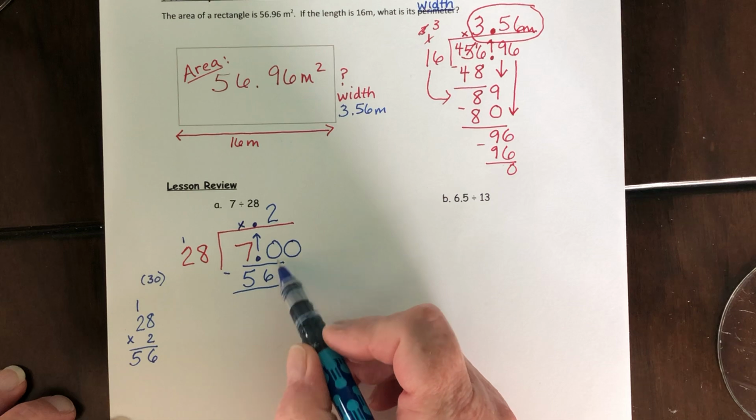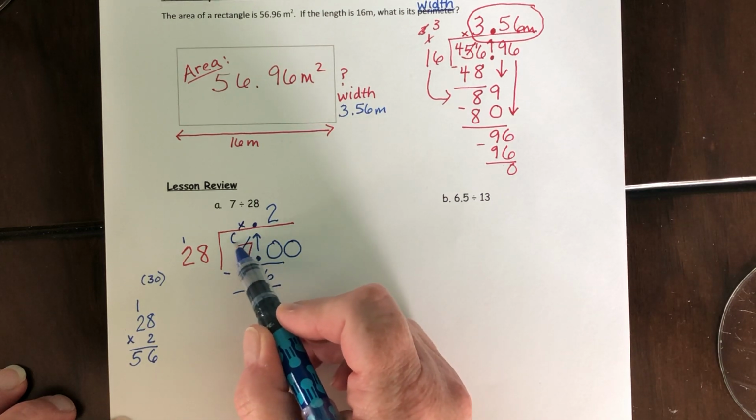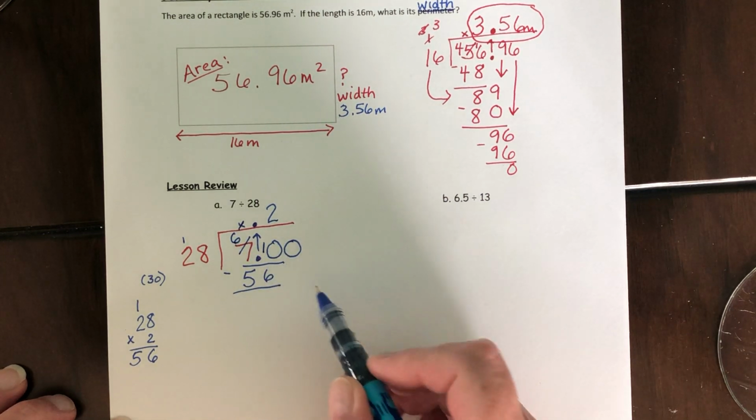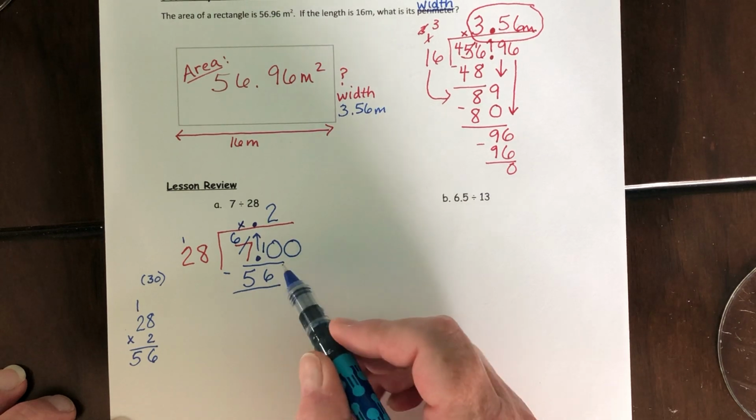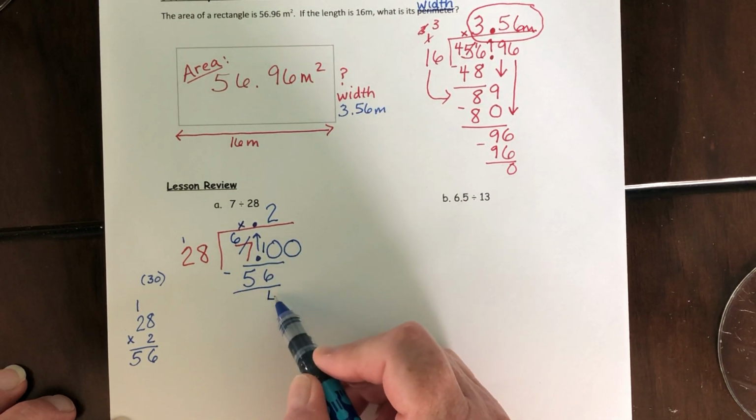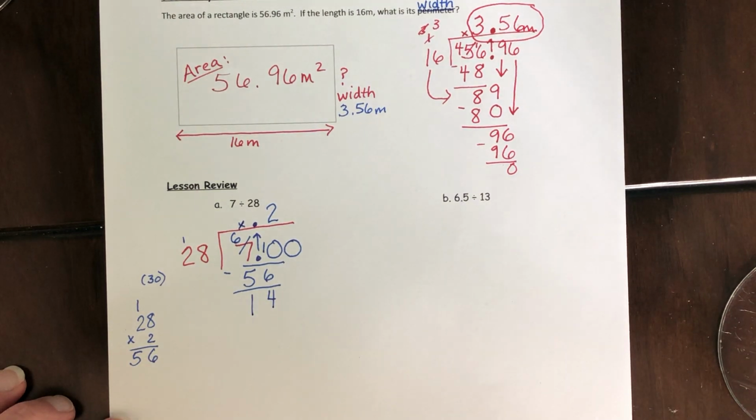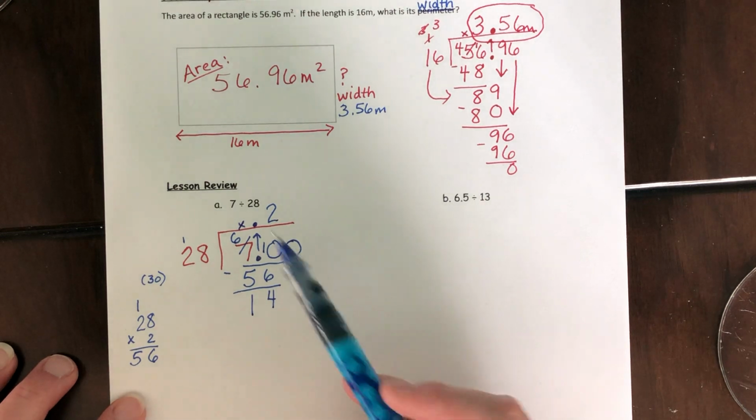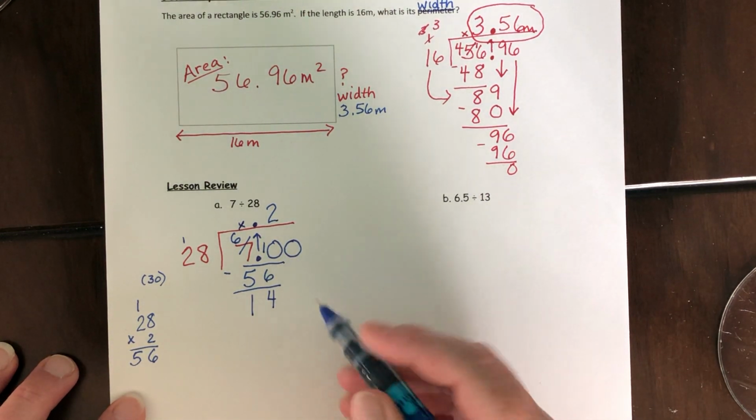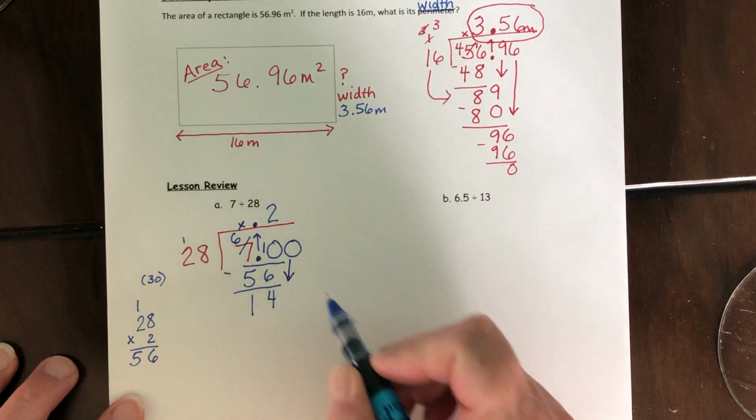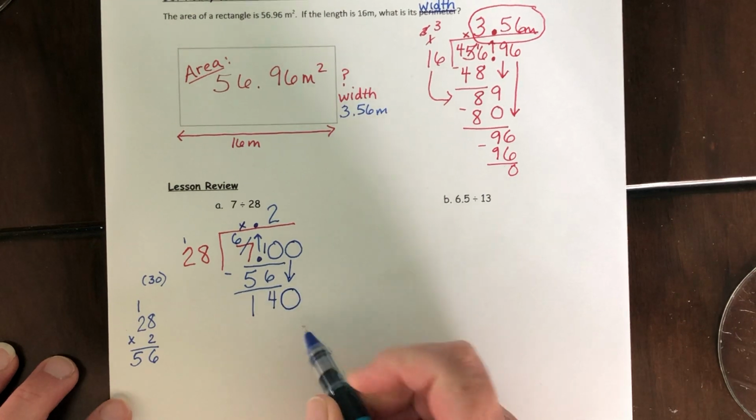There's some borrowing. I can't take 6 from 0, so my 7 becomes a 6, and my place value moves over here, so I now have 10. 10 minus 6 is 4, and 6 minus 5 is 1. Once again, I am not going to be dealing with the decimal down in my work. I put the decimal in my quotient, and I'm done with it. When I bring down my next number, I have 140.